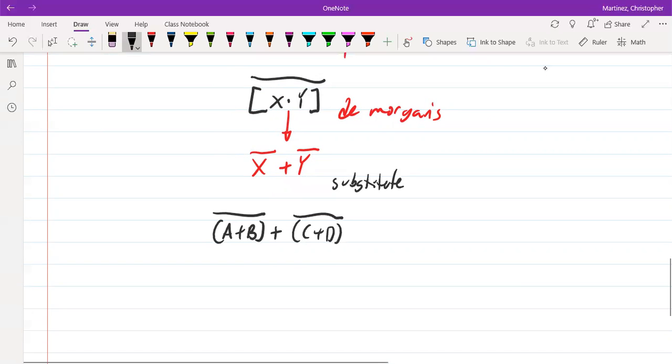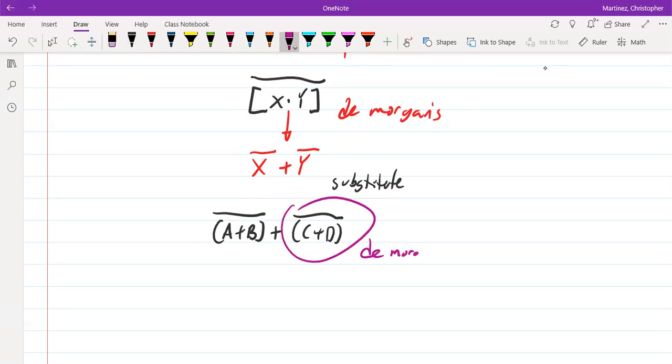Okay, now that I have quantities with bars over them again, let's take this one here. We're going to do DeMorgan's on it. How do I do DeMorgan's on that? The OR becomes an AND, D bar, C bar. This plus just comes down on its own because there's no DeMorgan's on it.